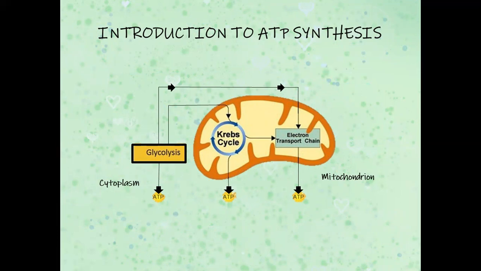Glycolysis produces two molecules of pyruvate, which is a three-carbon molecule, two molecules of ATP, two molecules of reduced NAD, and two molecules of water.